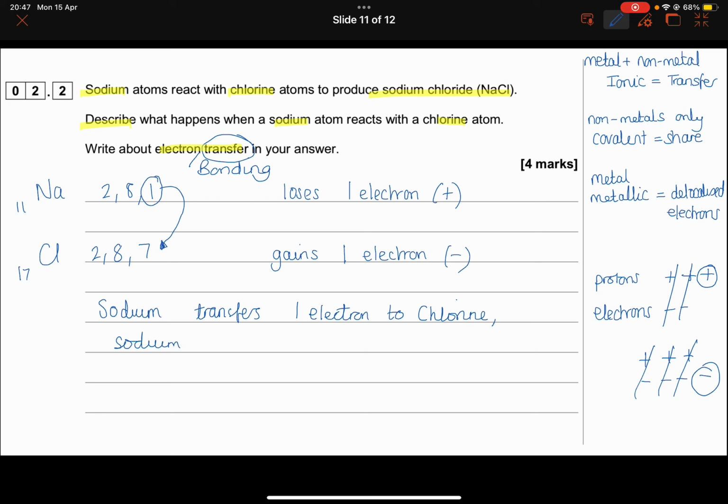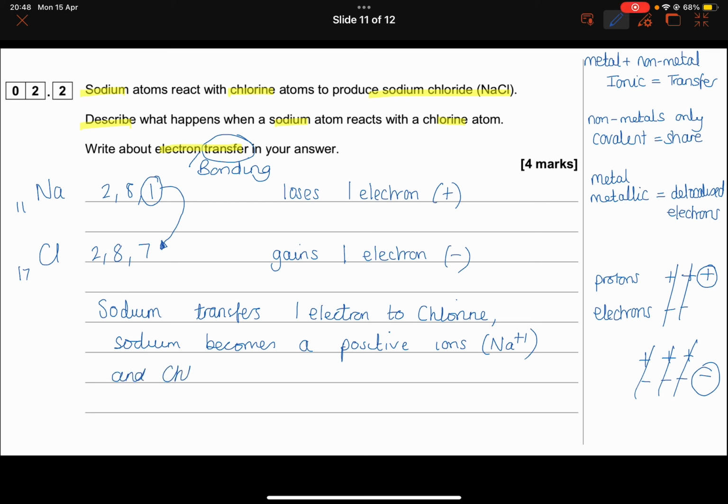Sodium becomes a positive ion. So ions are what we call charged particles. So atoms don't have a charge because they have the same number of protons and electrons like we just demonstrated. If they do have a charge, they're no longer an atom, they are an ion. An ion is a charged particle.